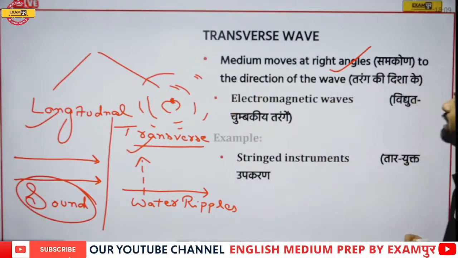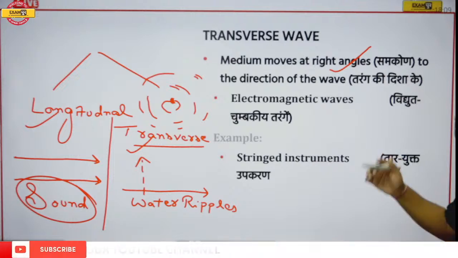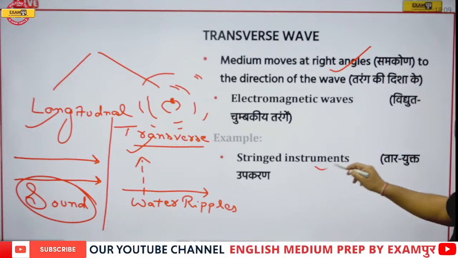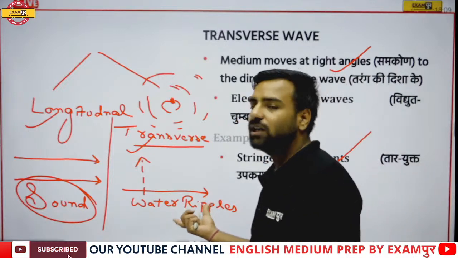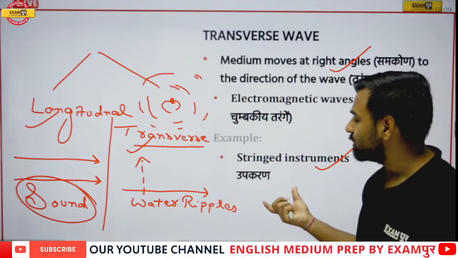So here, if I talk about examples of transverse waves, it can be a string instrument where you can talk about the guitar, and yes, this water ripple is also its example. This is actually asked in the examination.